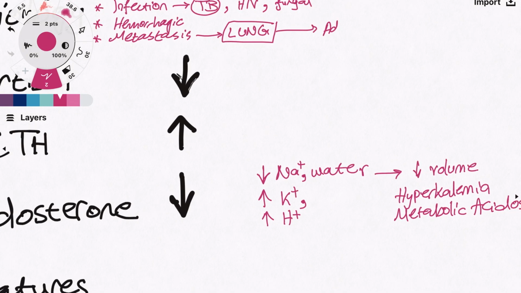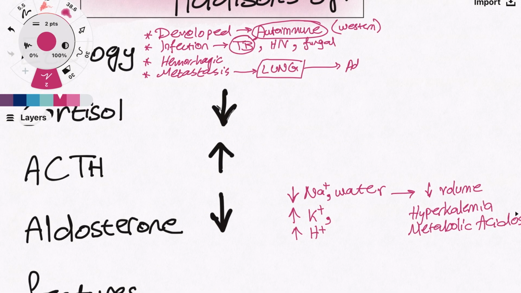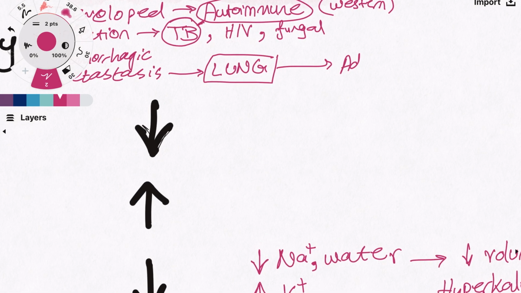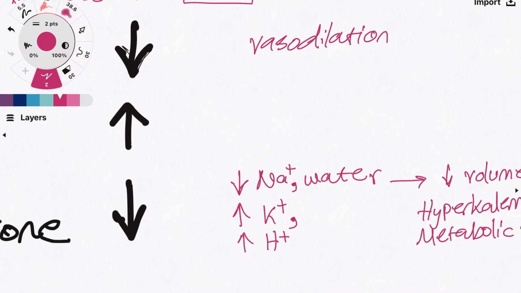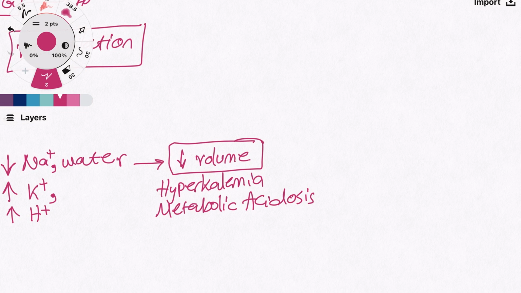And we said that cortisol was responsible for maintaining what? For maintaining the tone of the vessels. Whenever we don't have cortisol, the vessels become flaccid, so they become dilated. Vasodilation happens when there is no cortisol. Now, what do you expect? We're having vasodilation together with low volume. What does this mean to you?